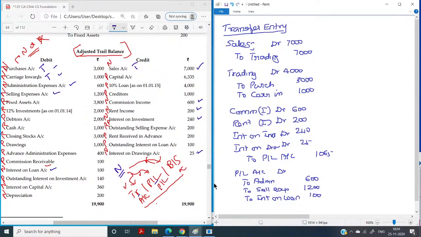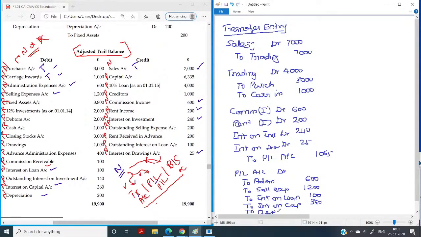Then what more do we have? Yes, we have interest on capital and depreciation. To interest on capital, the value being 360. Apart from that, we have depreciation. I don't have proper space, so I will write very small. Depreciation 200. Come on, sum that all. Make it faster.